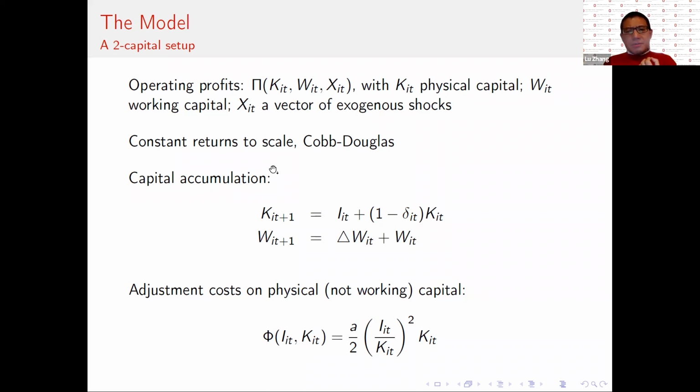So we're going to stick with constant returns to scale in order to derive investment return later on, and Cobb-Douglas, which is a standard way to parameterize the marginal product of capital. Capital accumulation: next period physical capital equals current period physical capital, net of depreciation, plus new investment. Delta is the depreciation rate for tangible capital. And W, next period working capital, equals current period working capital plus new working capital investment.